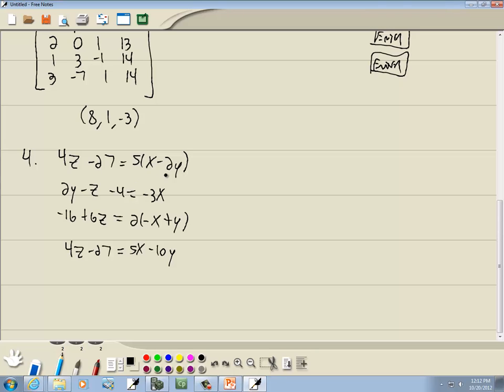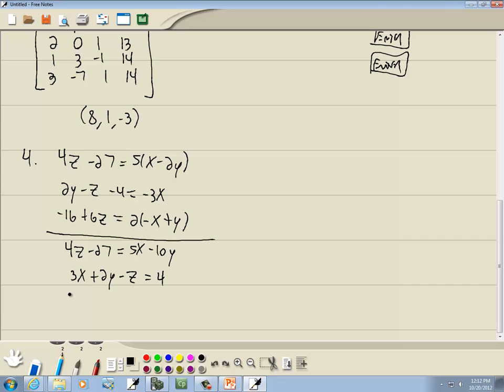Now, I don't have any parentheses on the second line, so I want to get all the variables on one side and numbers on the other. So I take negative 3x to the left side. It becomes positive 3x plus 2y minus z. And I'll take the negative 4 to the right side, and it becomes a positive 4.